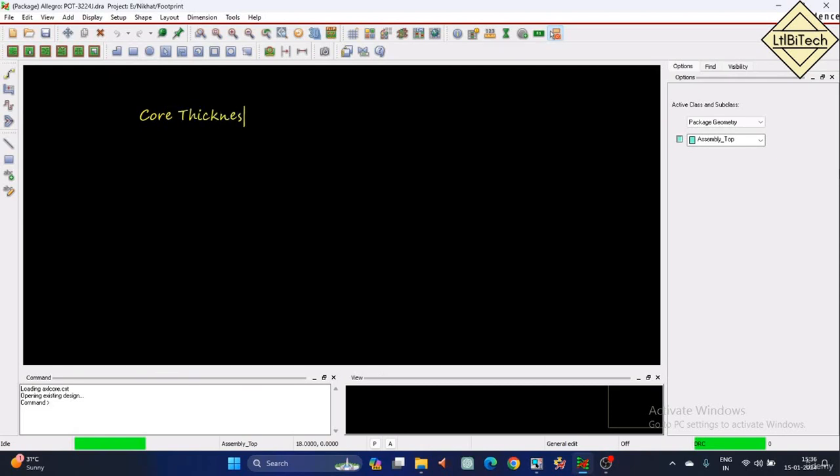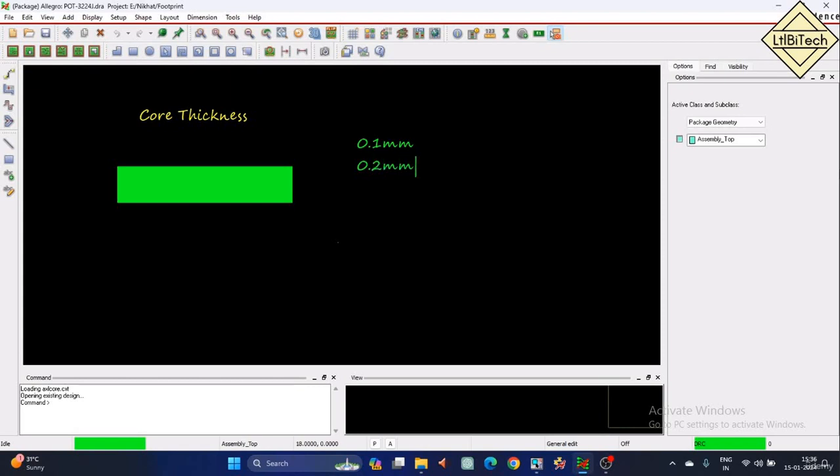Core thickness depends upon the manufacturer, and it will differ from manufacturer to manufacturer. At the end of the day, you just have to check with the manufacturer. For your understanding, I am just going to give you some examples of core thicknesses. I'll draw one core and explain the ranges we can get in the market. These are subject to change, so every manufacturer can change their thicknesses according to the requirement. So 0.1 mm is available, 0.2 mm is also available.